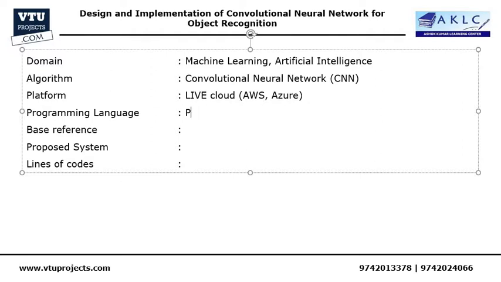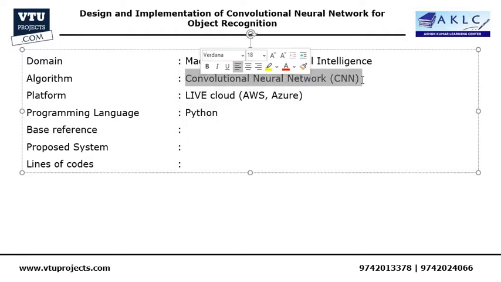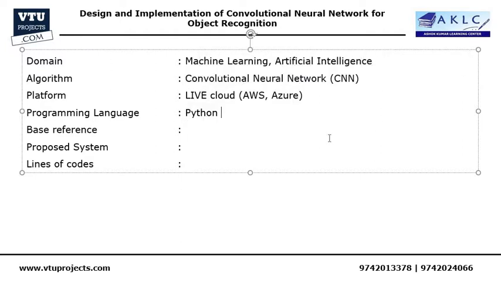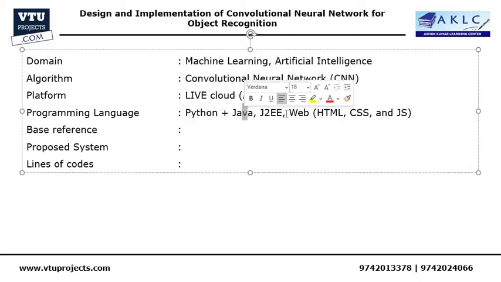And for implementing this project, we will be requiring the Python programming language. Python is required for implementing this machine learning algorithm. But for making that solution available over the live cloud, I will make use of J2EE, Java and the web part. Just understand it this way: Python is for developing the machine learning algorithm, and Java and web is for making this solution available on live cloud.